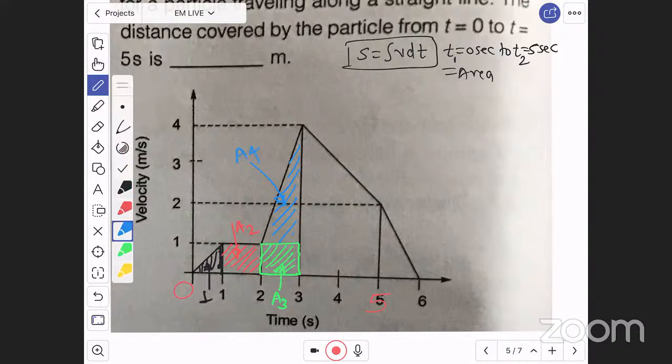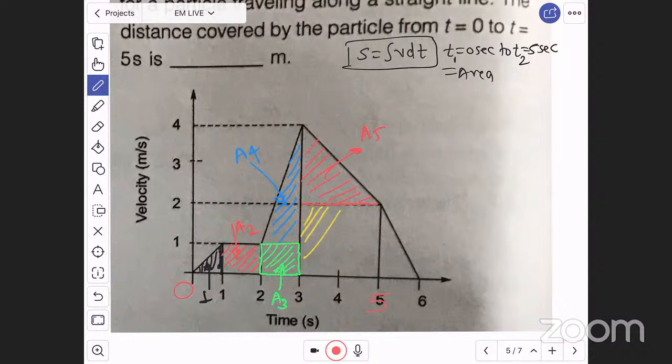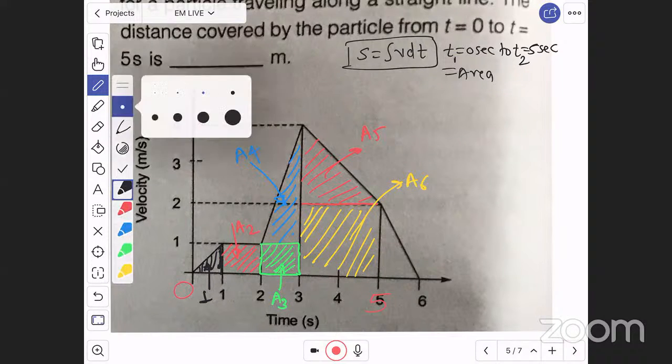After that 3 to 5 के बीच में there is one triangle, this area which is nothing but A5, and finally there will be another one more area, this area which is nothing but A6. These 6 areas you have to calculate, my dear students, and it is very simple. All are triangles and rectangles only.